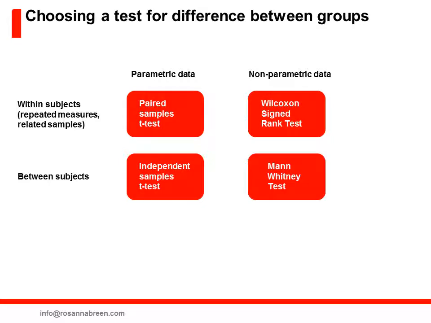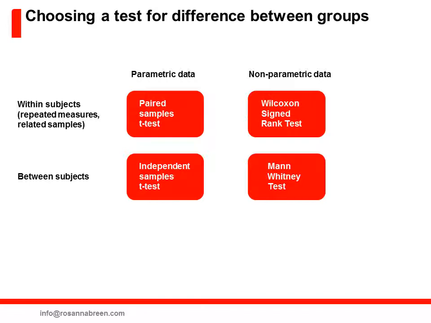So here's another slide that helps you to identify which test you use for differences between groups. First, look at whether the data is parametric or not. If it is parametric and you are looking at two different groups of people, that's the between subjects analysis, and you'd use an independent samples t-test to test for those differences.